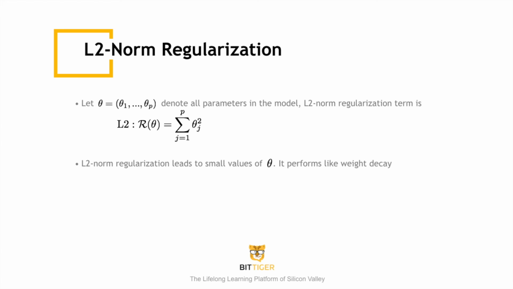Let theta denote all parameters in the model. L2 norm regularization is defined as the sum of the square of each parameter. L2 norm regularization leads to small values of all theta and performs like weight decay.